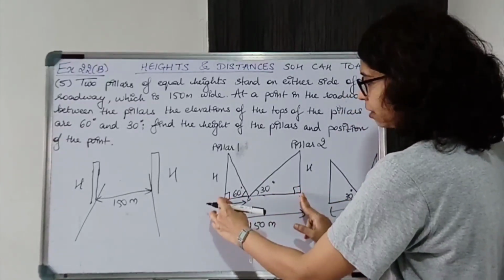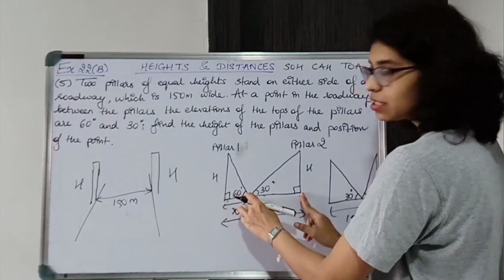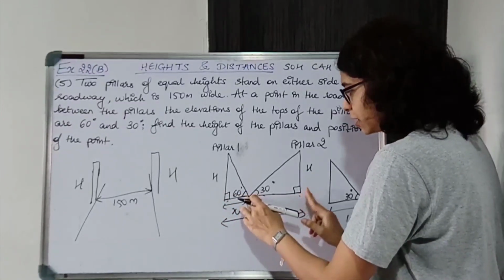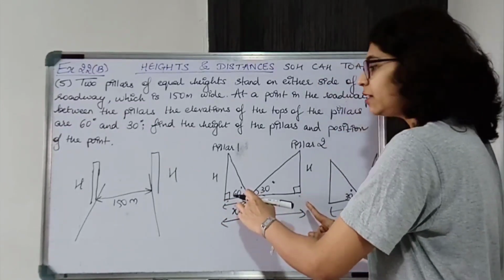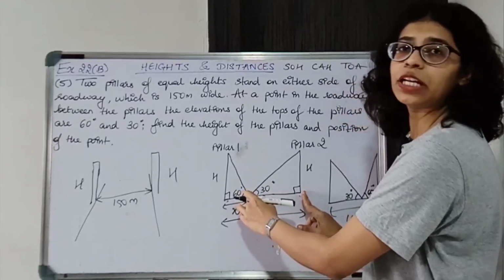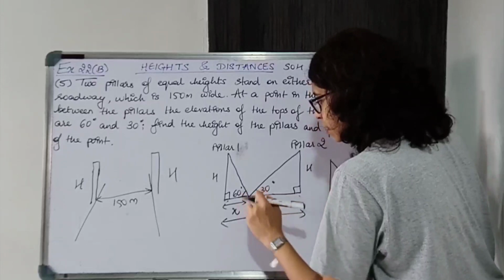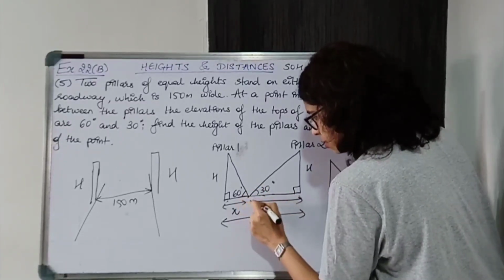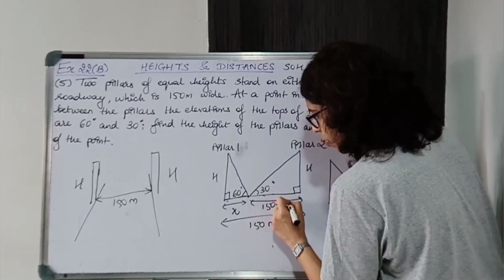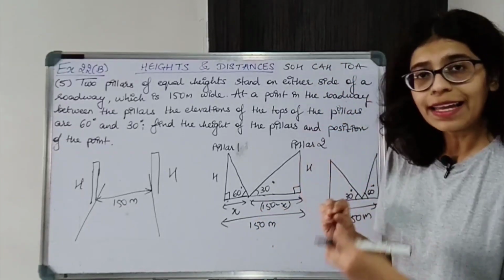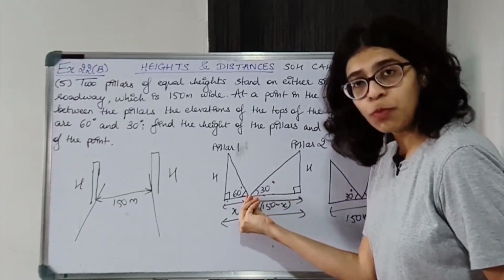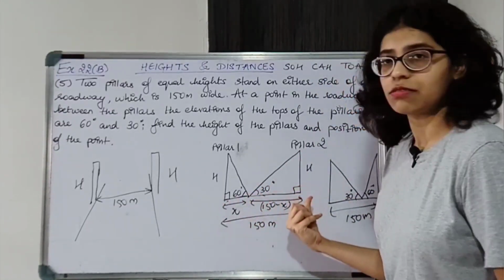This is 150 meters broad. Subtract this distance from 150, and this will give you the distance between this point and pillar 2. So 150 minus x will be the position from the other pillar. Okay, so write the position of this point from both the pillars.